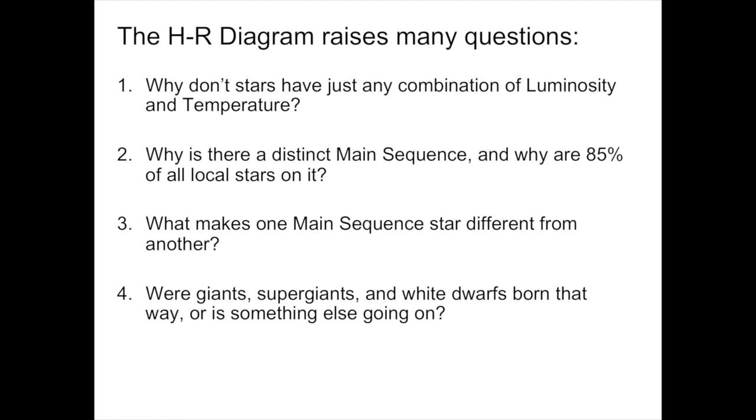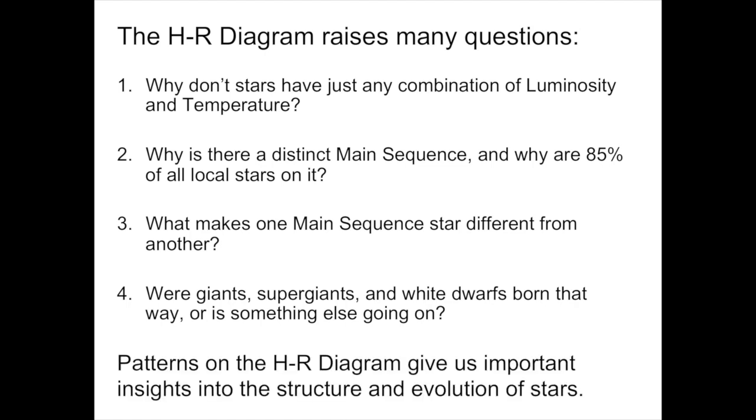And if a star is a main sequence star, or a giant, or a supergiant, or white dwarf, do they always stay that way? Or do they move around the diagram? Do they change their luminosity and temperature as they age? All these patterns on the HR diagram are giving us very important insights into the structure and evolution of stars. And indeed, much of the story that we're going to be spinning out over the next few lectures is going to be answering these and many more questions raised by what's a seemingly simple observational question. What are the luminosity and temperatures of nearby stars? It had a very interesting and profound answer that leads us into the secrets of stars.